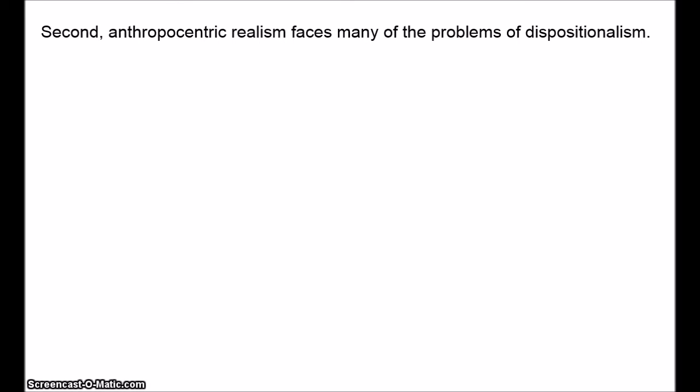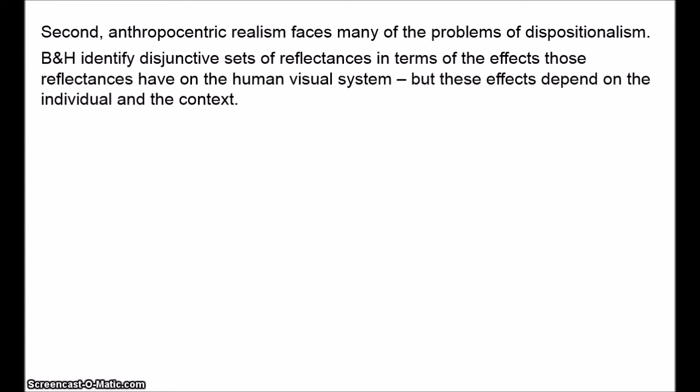For instance, what appears unique green to one observer may be identified as having a distinctly yellowish component by another observer. There are gender differences. Objects that women identify as a cream colour, men are more likely to identify as white. And of course, even a single individual will see colours differently in different contexts. So Byrne and Hilbert want to specify their disjunctive sets of spectral reflectances in terms of the effects on the human visual system. But those effects are going to be different for different people.